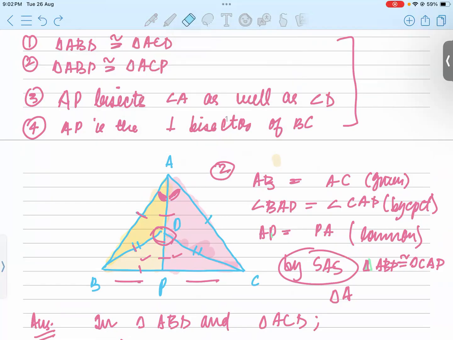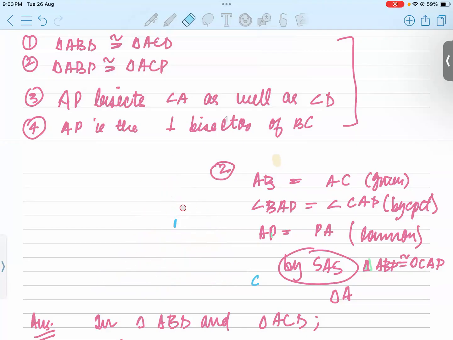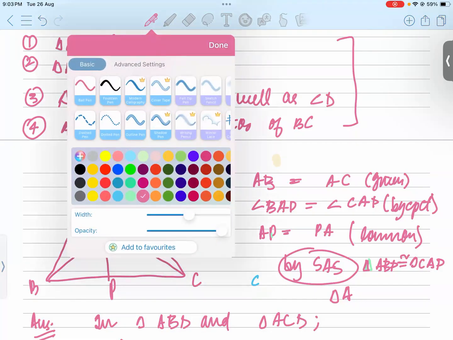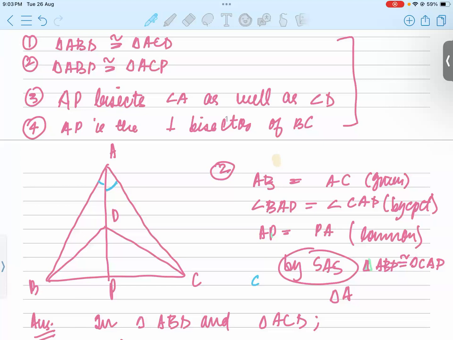First of all, one second. See, this was the figure: A, B, C, D, and P. So, children, if you have to prove that angle A is being bisected and angle D is also being bisected, you will have to prove that this small angle is equal to this small angle and this small angle is equal to this small angle. Right? This is what you will have to prove.